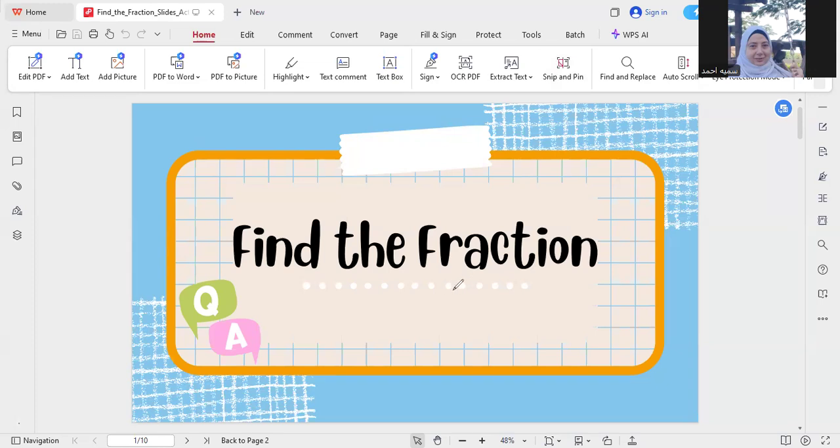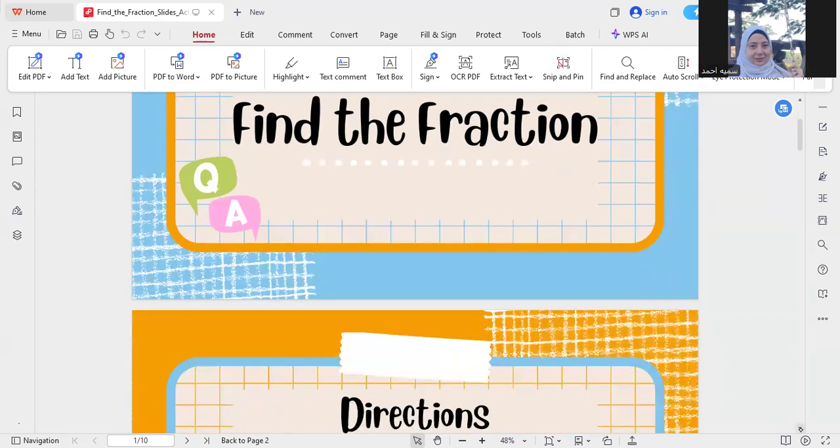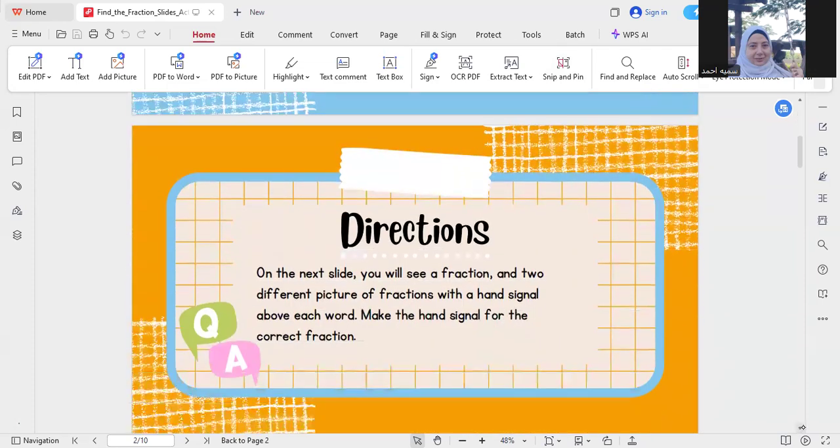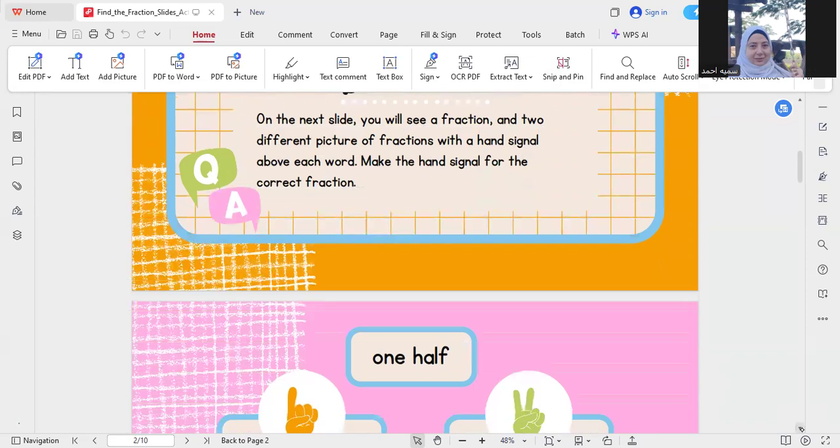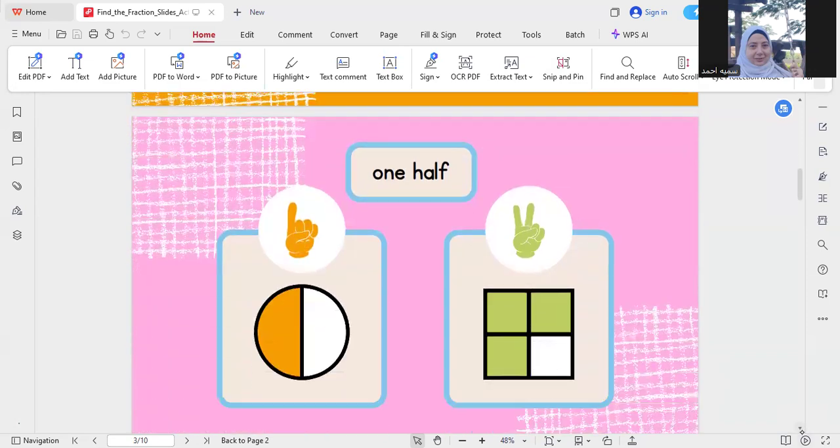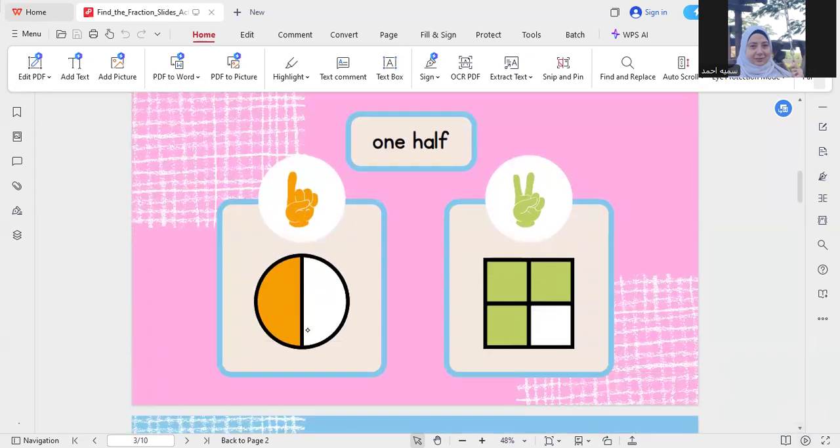Today we will study fractions. Fractions. What does it mean, fractions? The fraction is a part of whole. Part of whole. If we have a whole circle or whole pizza or whole loaf of bread, here we have a whole circle.